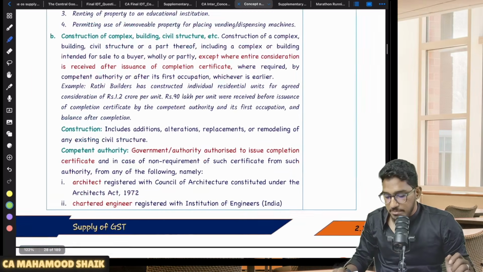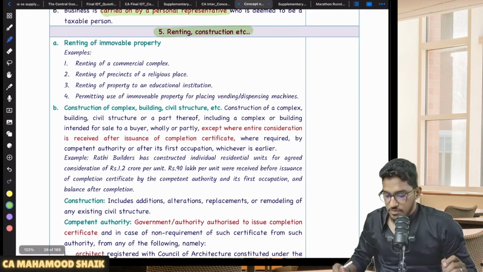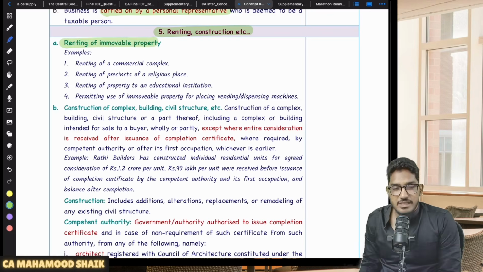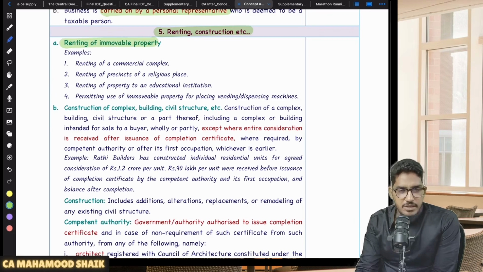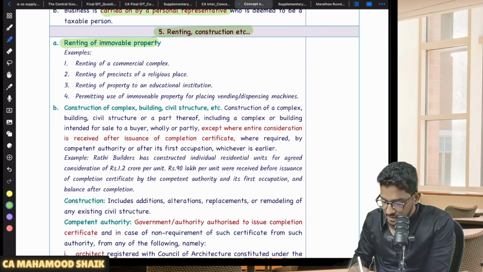They have identified a bunch of activities which will always be treated as supply of services. What are they? Number 1, renting of immobile property. If immobile property is given on rent, it will always be treated as supply of service. Straightforward. Direct point.